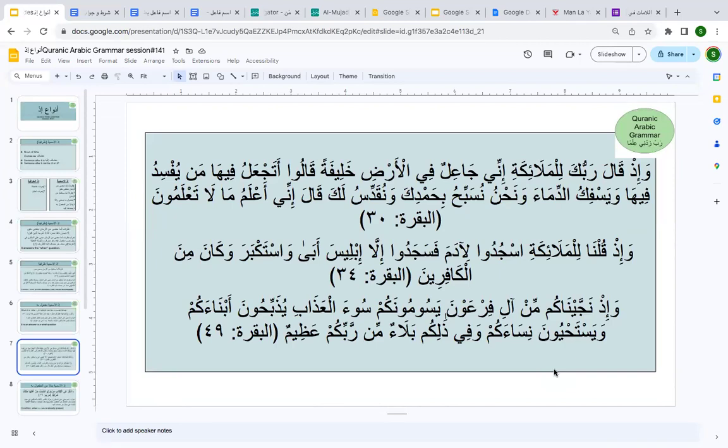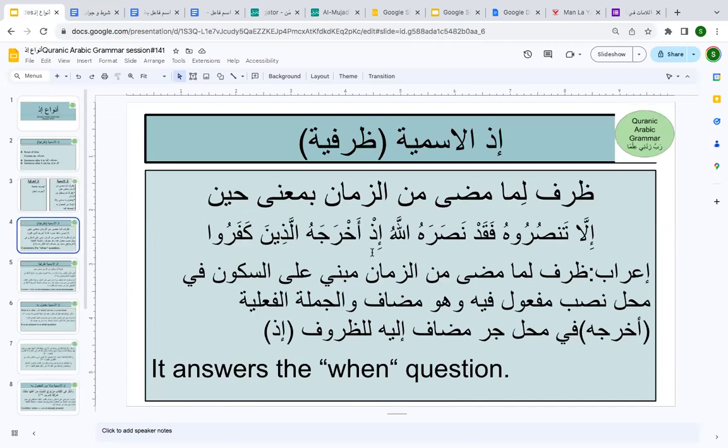It is a time and place. It's a time and place of the fail, right? So when you did this verse, Allah helped him. Allah helped the Prophet when the disbelievers expelled him. So this was rightly maf'ul fihi, and you were calling it fi mahalli nasbin maf'ul fihi.